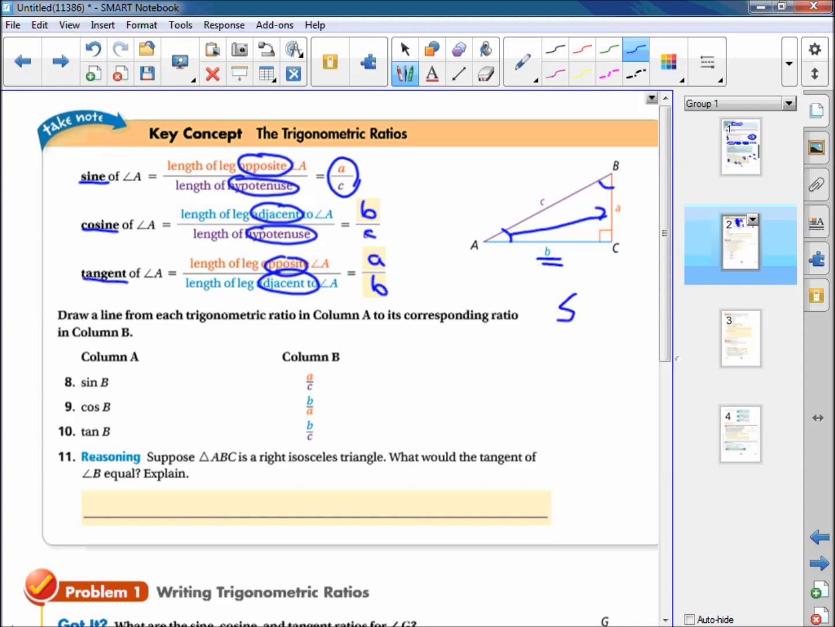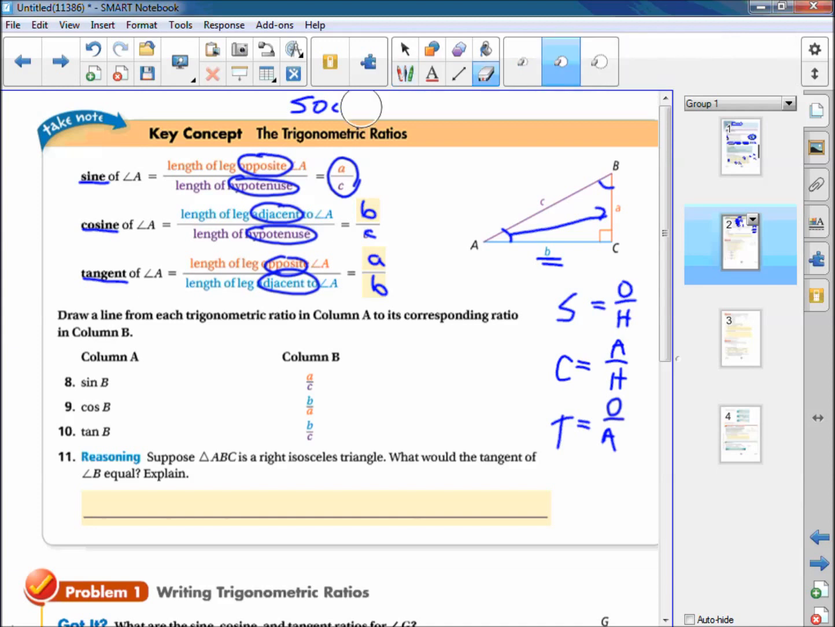So the sine is, of course, the opposite over the hypotenuse, and the cosine is the adjacent over the hypotenuse. And the tangent is the ratio of the opposite over the adjacent. Okay, now if we take all those and put them together, we end up with this. So, let's see, that's supposed to be an H there. So, SOH CAH TOA.